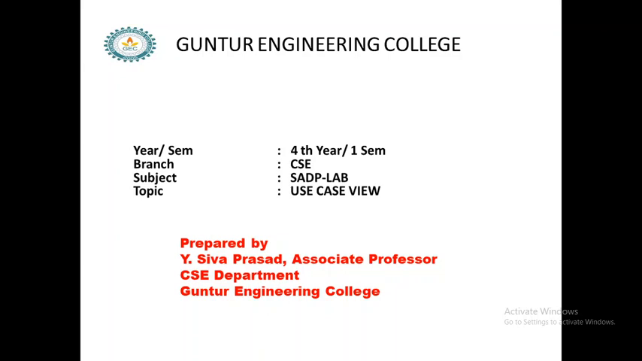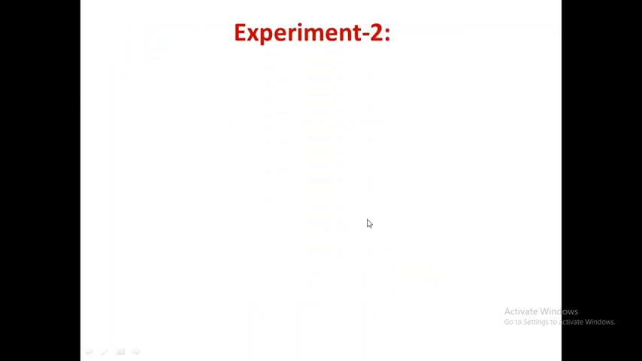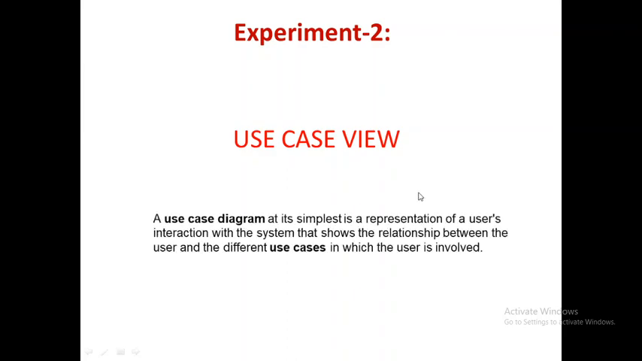In this class, we are going to discuss use case views in the SAD lab. This is experiment 2, use case view. What is a use case view? Everyone knows that a use case diagram is a simple representation of the interaction between the users and the system, and it shows the relationship between the users and different use cases. So first we need to identify the various users, and then identify the various use cases.